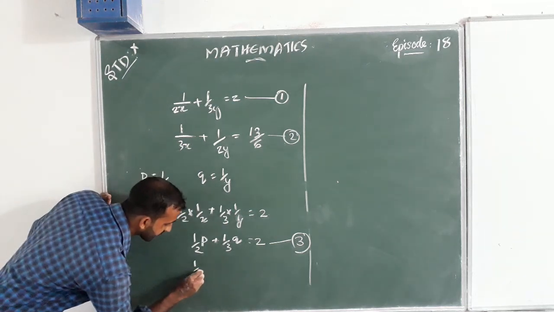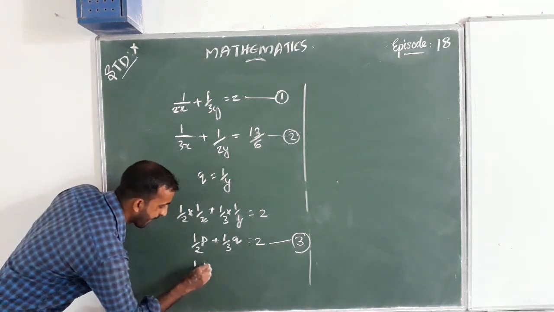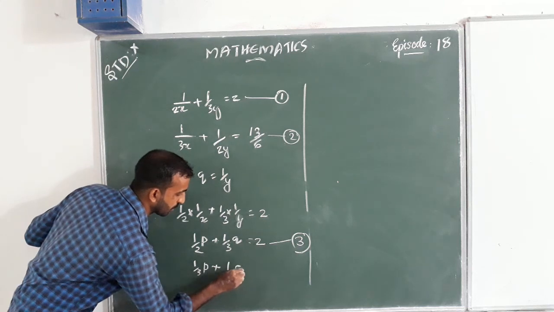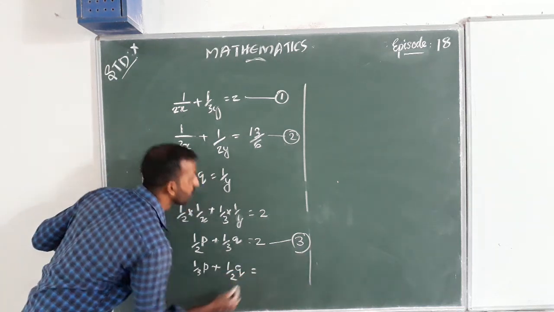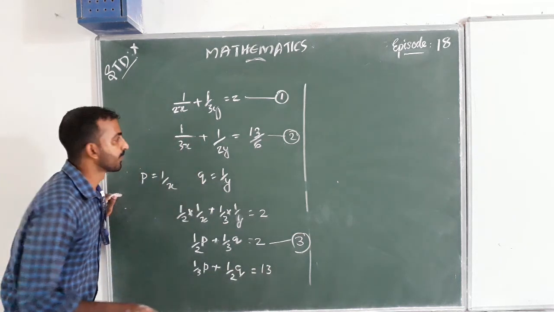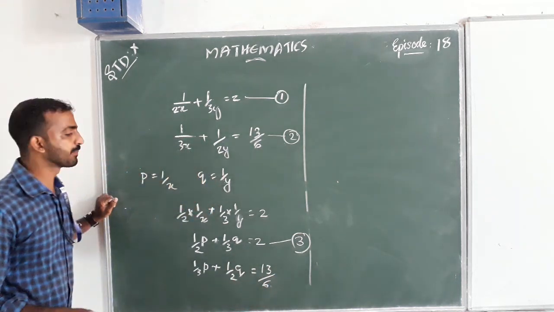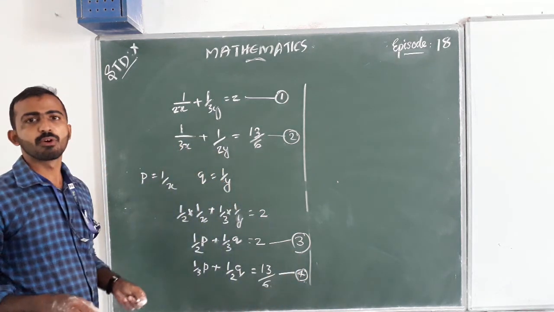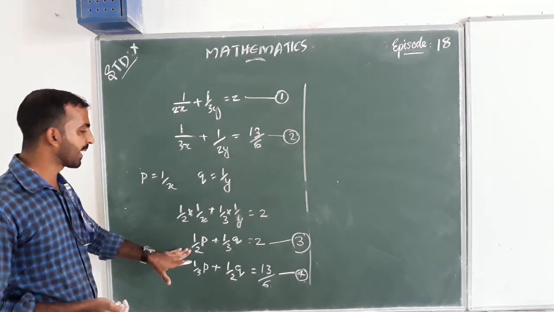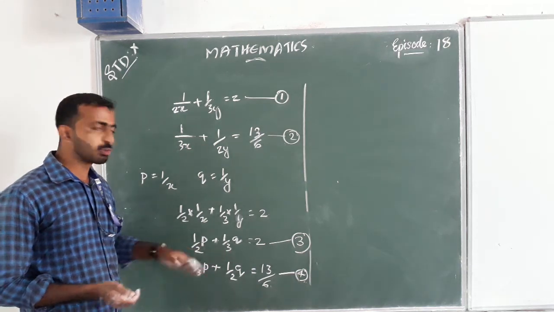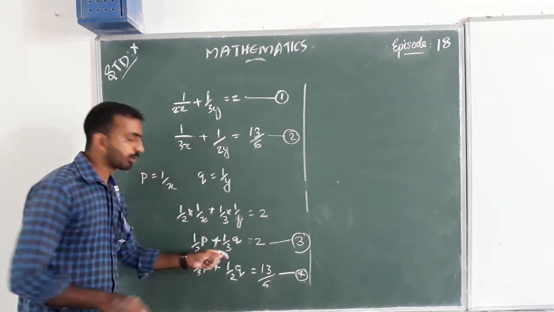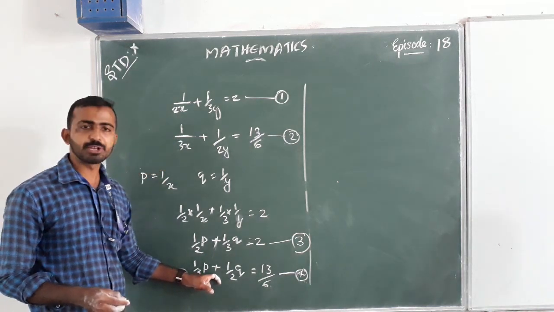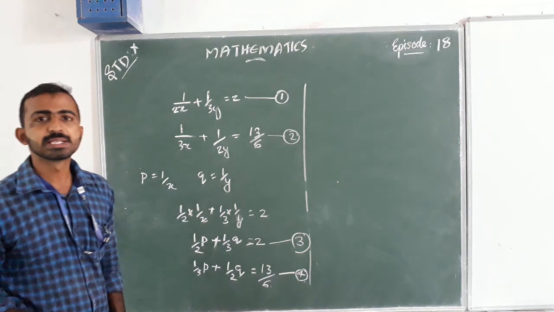And next one is, here is also 1 by 3 into 1 by x, so we can write 1 by 3p plus 1 by 2q equal to 13 by 6. That is equation number 4. Is it? That is, we get 1 by 2p plus 1 by 3q equal to 2, and 1 by 3p plus 1 by 2q equal to 13 by 6.